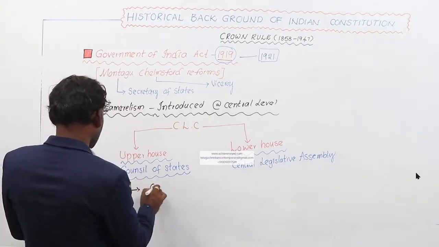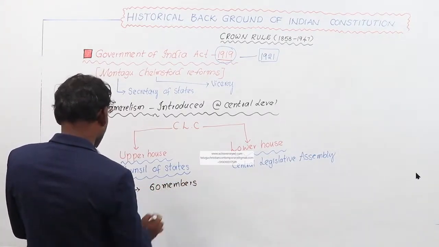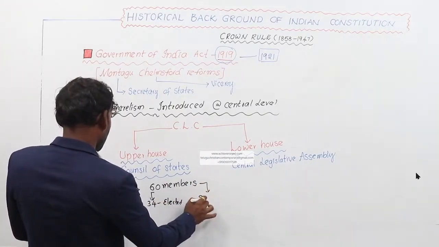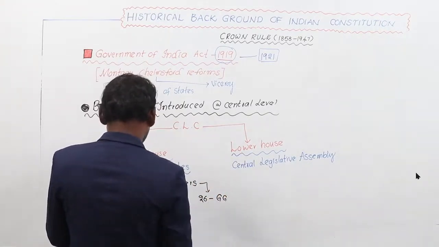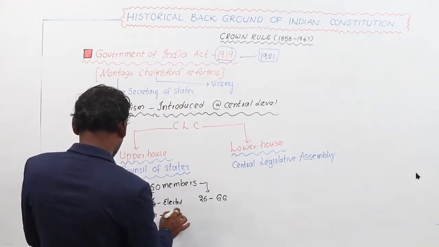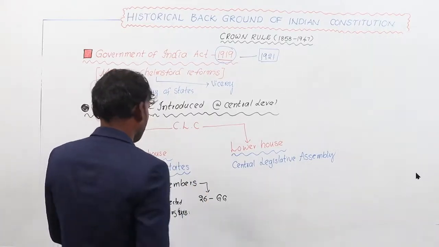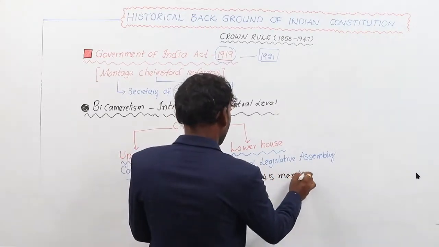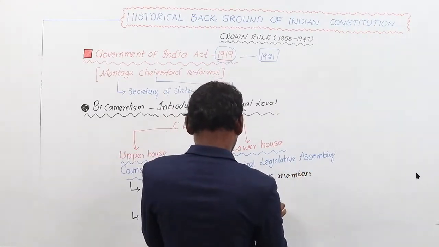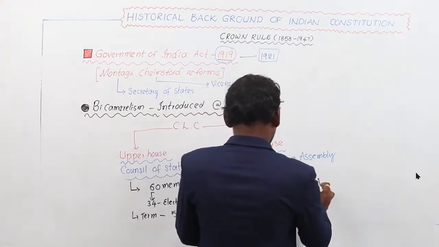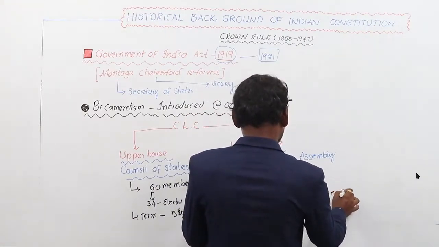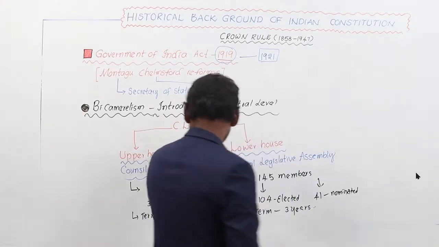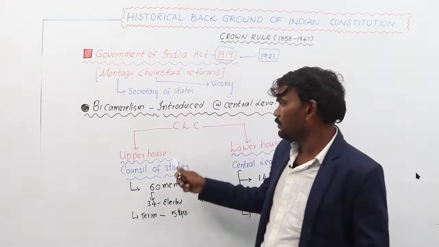Council of States consisted of 60 members. Of these 60 members, 34 were elected and the remaining 26 were appointed by the Governor General. The term of these members is 5 years. Coming to the lower house, the Central Legislative Assembly consisted of 145 members. Of these 145 members, 104 were elected and 41 were nominated. The term of these members is 3 years. This is all about Central Legislative Assembly and Council of States.